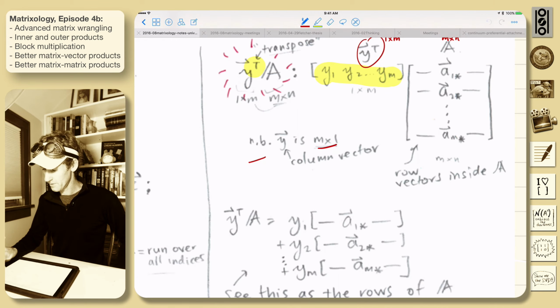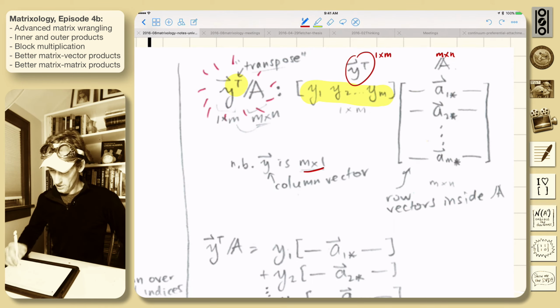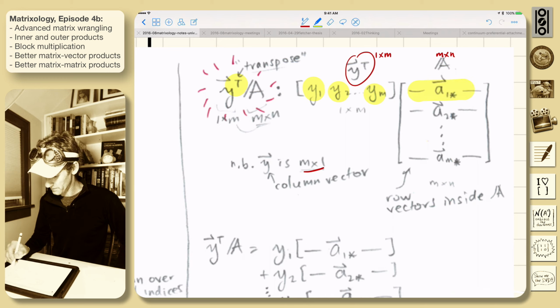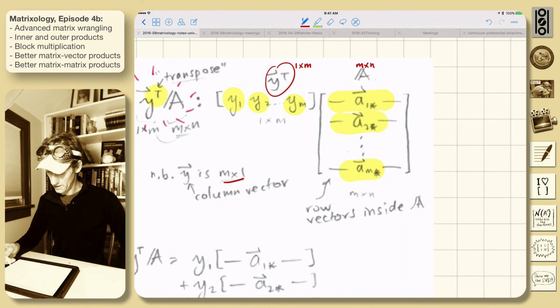NB, I guess no one knows what that is anymore. Nota bene, note well. All right, so same idea, it's a block structure, and I'm going to get rid of that and put in entries, entries, entries, then we've got these ones. So it's a big inner product, and it's y1 times this first row vector in A, y2 times the next row vector, and it's got that same structure that we had over here.